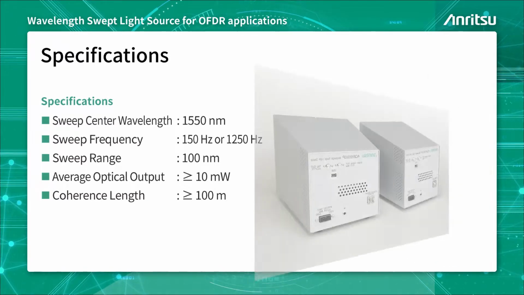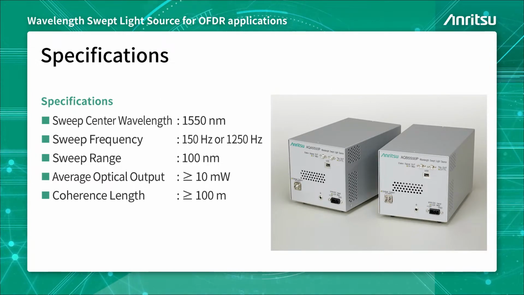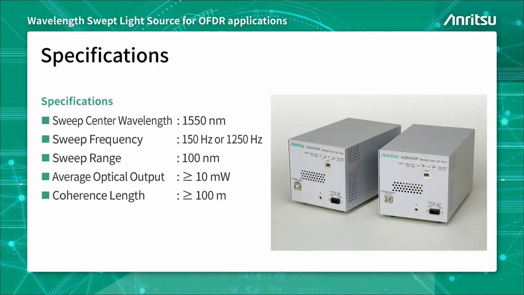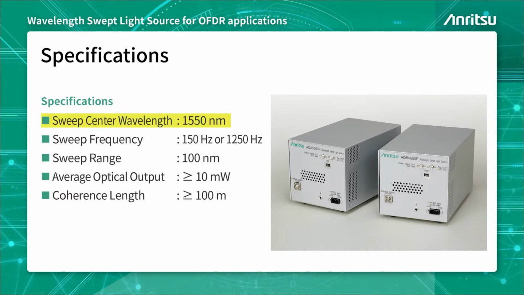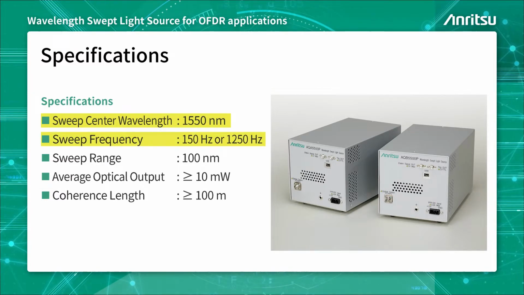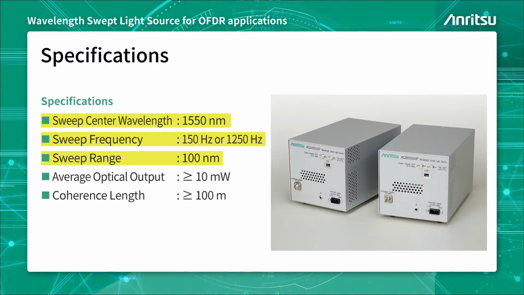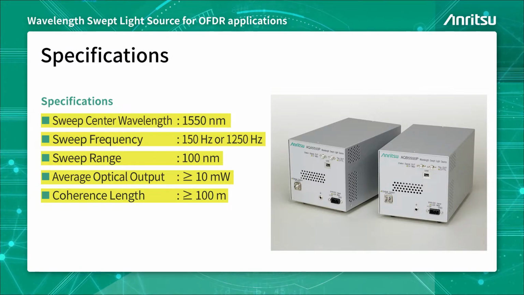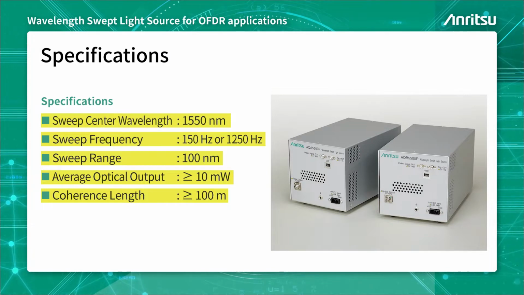You are watching the features of our newly developed wavelength swept light source and its application examples. Two products are available, both with a sweep center wavelength of 1550 nanometers, and each supports a sweep frequency of 150 Hz and 1250 Hz. The extremely long coherence length enables real-time length measurements with both high accuracy and over a wide range of distances, which have been unfeasible in the past.